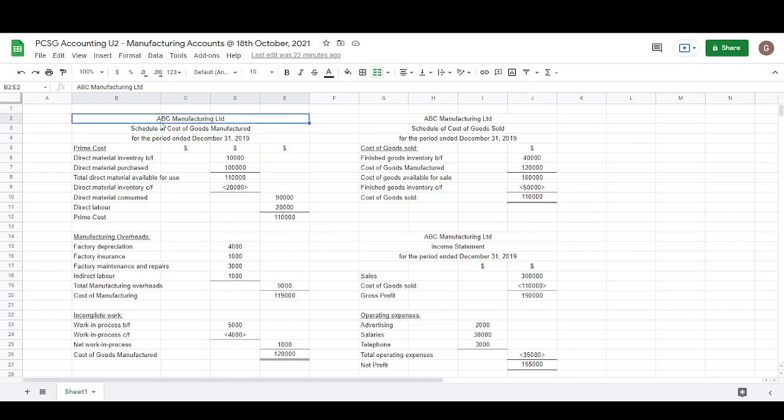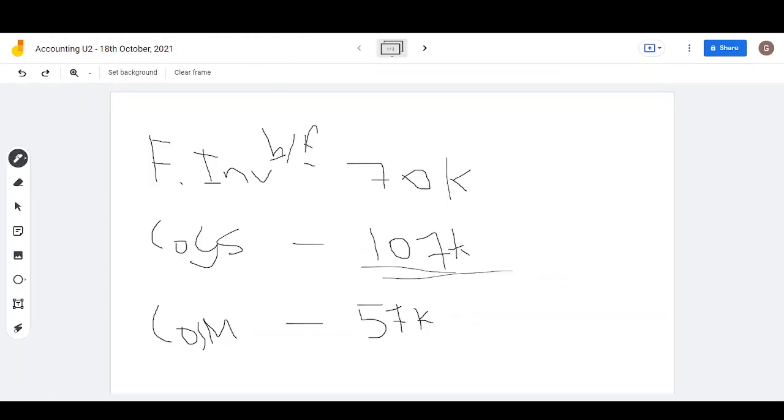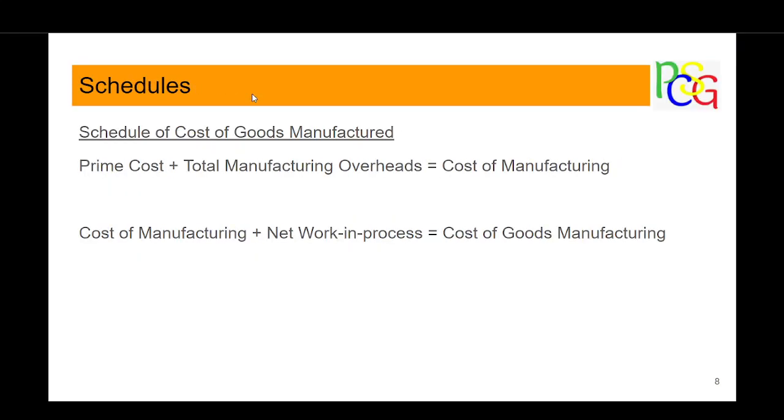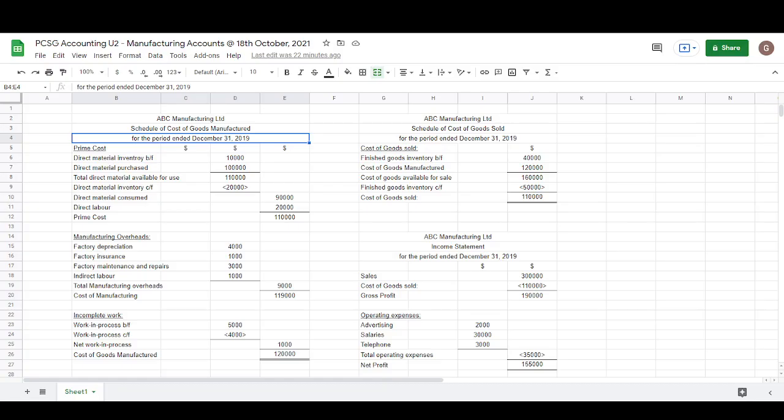So where I left off, I was starting to prepare the schedule of cost of goods manufactured. So we're preparing the previously mentioned schedule, the schedule of cost of goods manufactured for ABC Manufacturing Limited for the period ended December 31st, 2019. If we refer to our notes, the first thing we have to find is the prime cost. So this is the first section here.